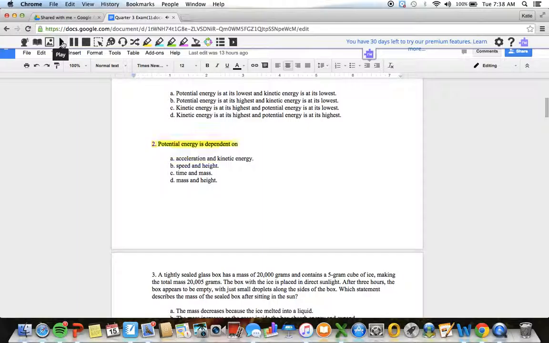2. Potential energy is dependent on A. Acceleration and kinetic energy. B. Speed and height. C. Time and mass. D. Mass and height.